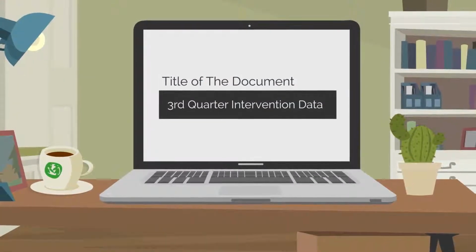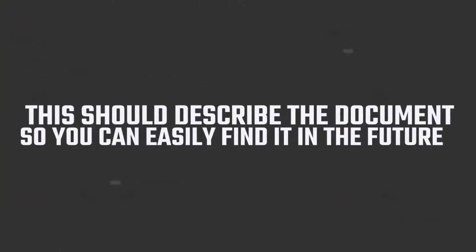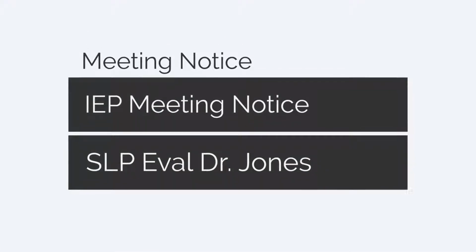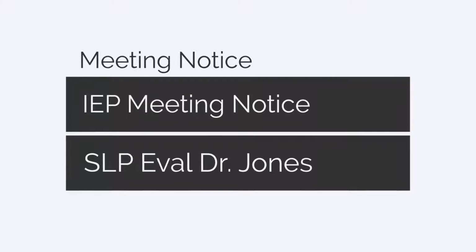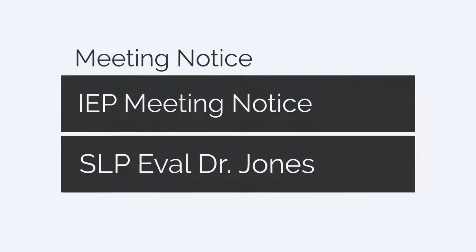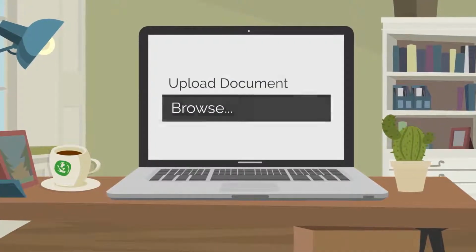Next, give your document a title. This should describe the document so you can easily find it in the future. Examples are, a meeting notice might be labeled IEP Meeting Notice 2018. If an evaluation, maybe SLP Eval Dr. Jones.